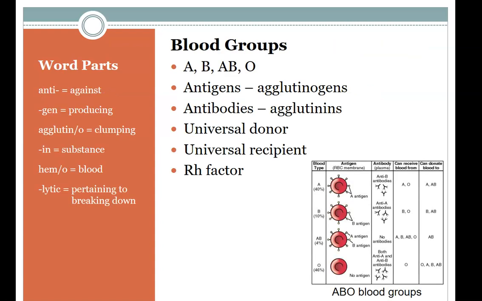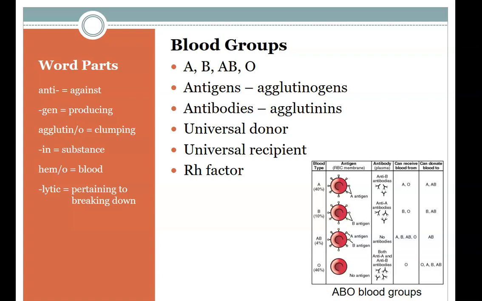Then you got your blood groups. Human blood is divided into 4 major groups. You have A, B, AB, and O. The differences are due to the antigens present on the surface of a blood cell. Remember that antigens are substances that produce an immune reaction by being perceived as foreign to the body.